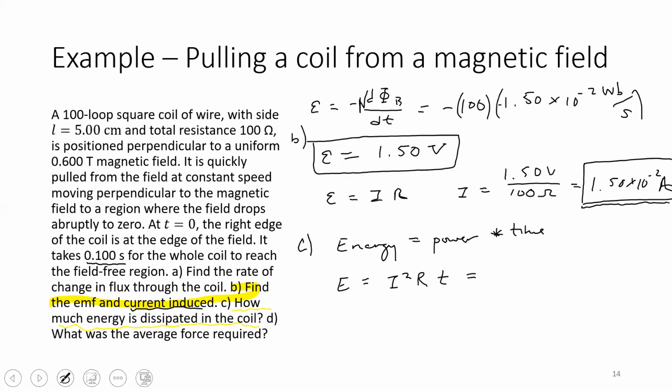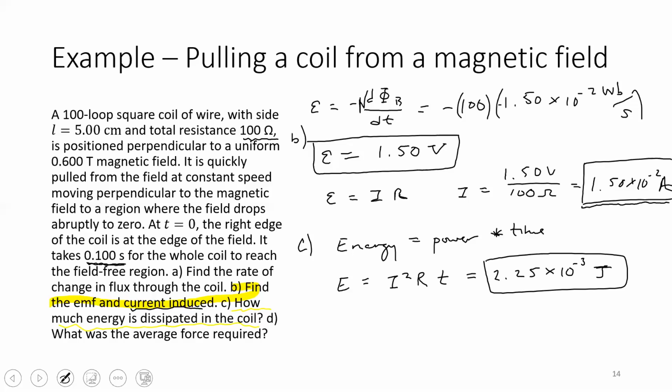So we just figured out I squared, or I at least. So it's 1.5 times 10 to the minus 2 that I'm going to plug in there, and I'm going to square it. We are given R, we are given that 100 ohms, and we are given T at 0.1 seconds. So if I plug all of those things into that equation, make sure I'm in the right units with the right powers of 10, I get 2.25 times 10 to the minus third. And remember, units of energy are going to be joules. So that is part C.